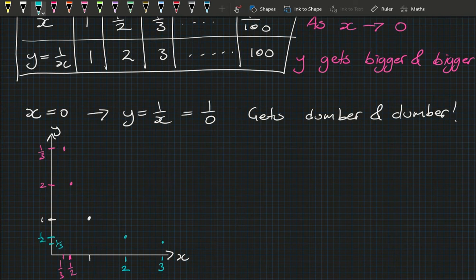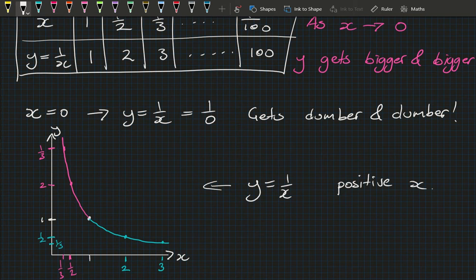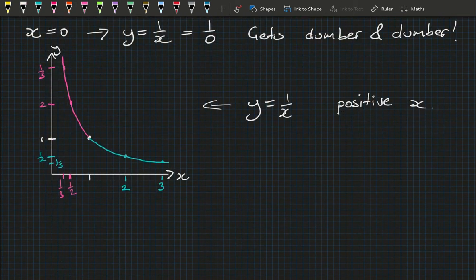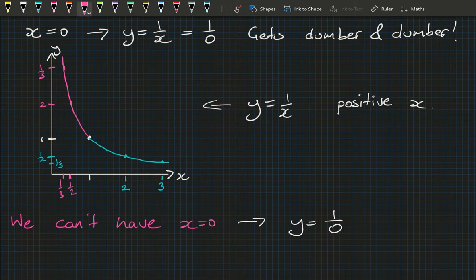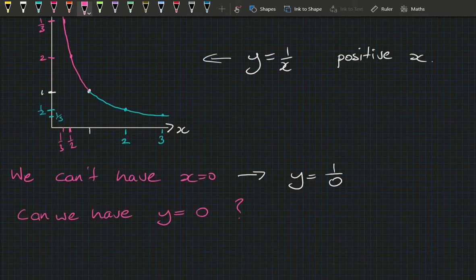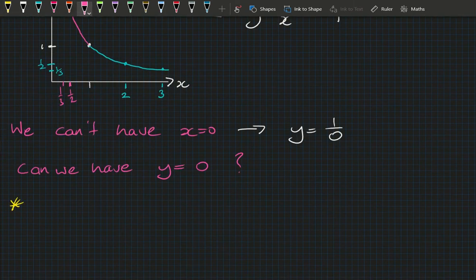So if I'm going to draw a smooth line that joins up those dots, let's start with x greater than or equal to 1, and then x between 1 and 0. And so this here is the shape of y equals 1 on x for positive x. Now we all know that we can't have x equals 0 because that means that we've got y equals 1 on 0, right? But could we have y equals 0? I'm guessing you know the answer to this, but let's amuse ourselves and check.